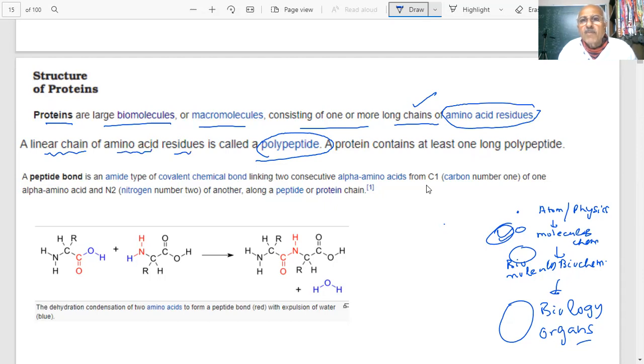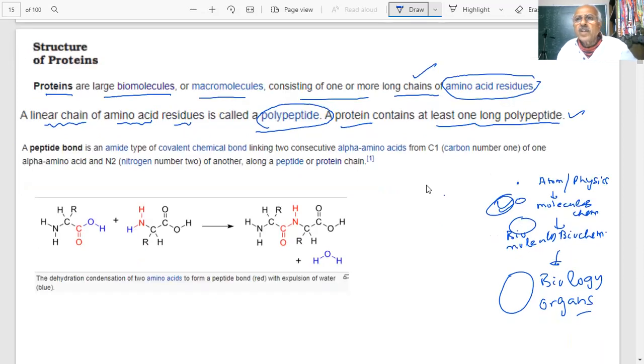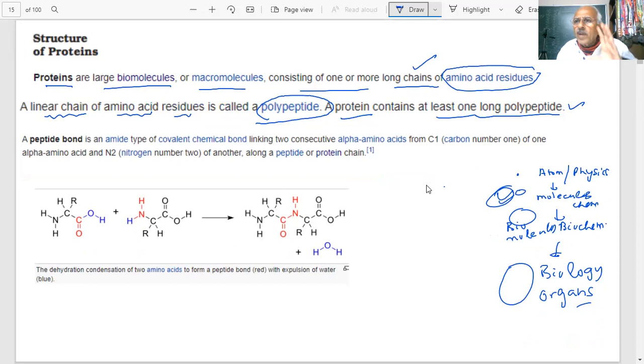A protein contains at least one long polypeptide chain. What will happen in protein? There will be at least one long chain of polypeptide. Polypeptide means a large number of peptide bonds will be there, students. The question which we put up before you is, what is a peptide bond? Very important.